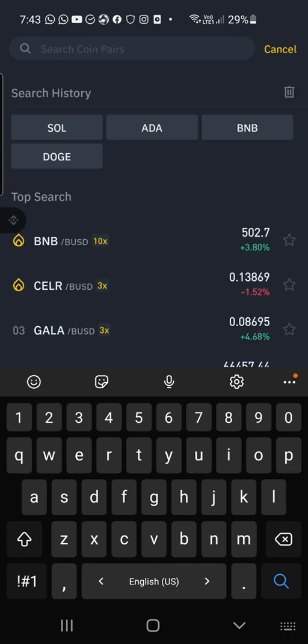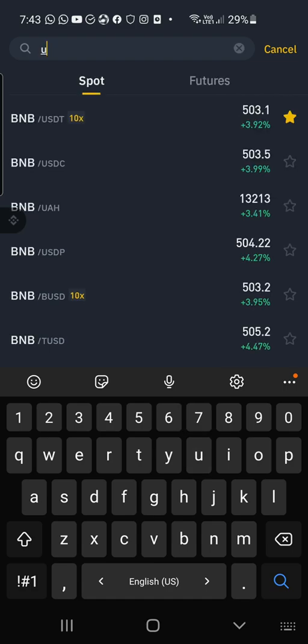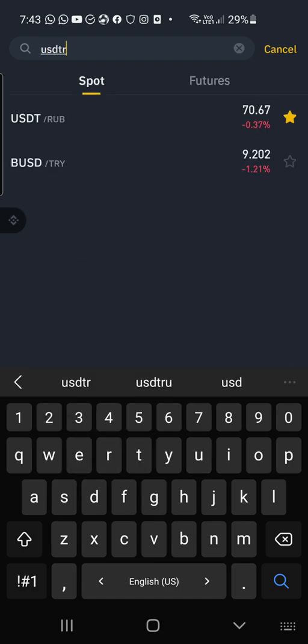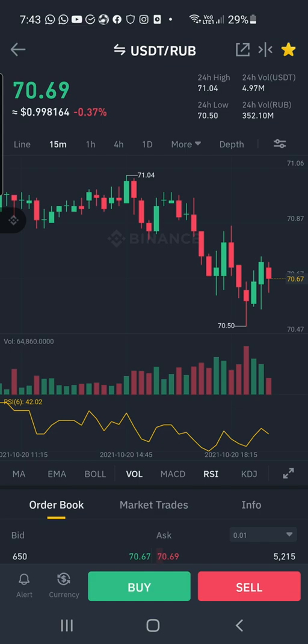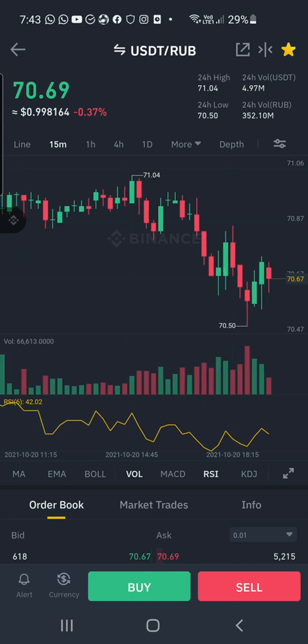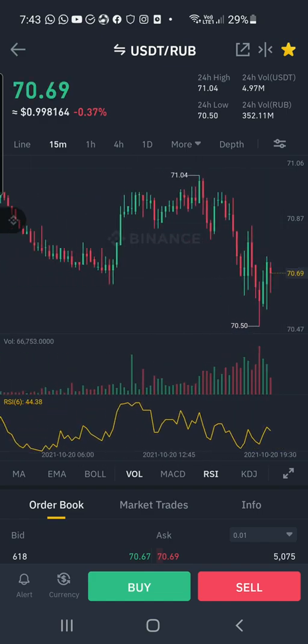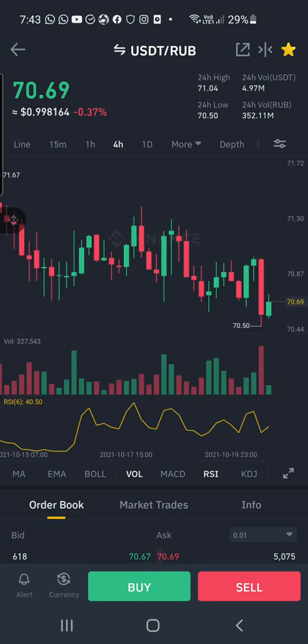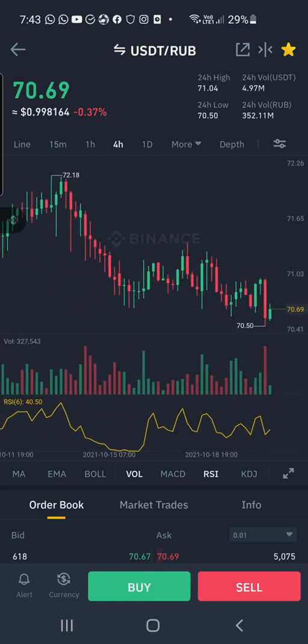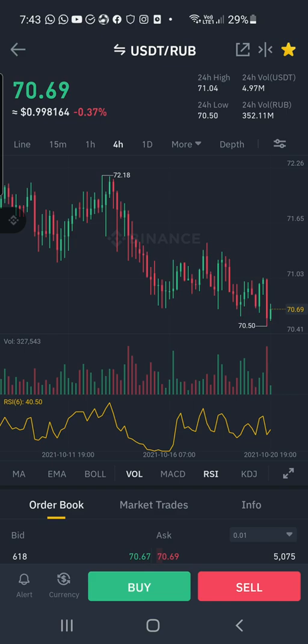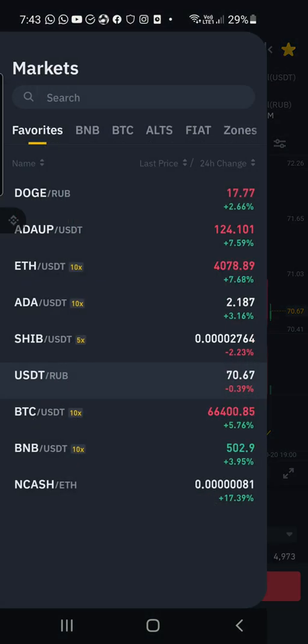Like if you look at, for example, USDT against the Russian ruble, you'll find that it doesn't move that much. It moves from 70.5 to 71.4, and it's been like this for a very, very long time. That is because the price of the dollar is very stable, and this moves with the price of the dollar. 1 USDT is equal to 1 American dollar.